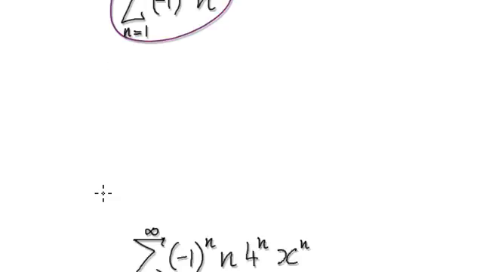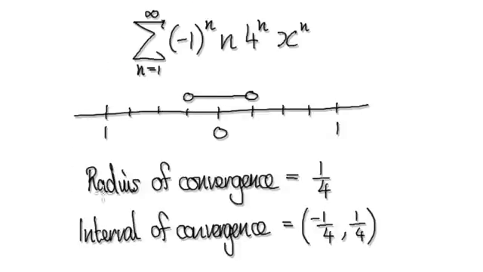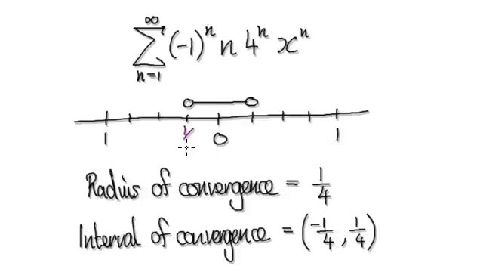So overall, at negative a quarter we know it's going to diverge, and at positive a quarter we know it's going to diverge. The radius of convergence is a quarter, and the interval of convergence is excluding negative a quarter and excluding positive a quarter. So the radius of convergence is actually this.